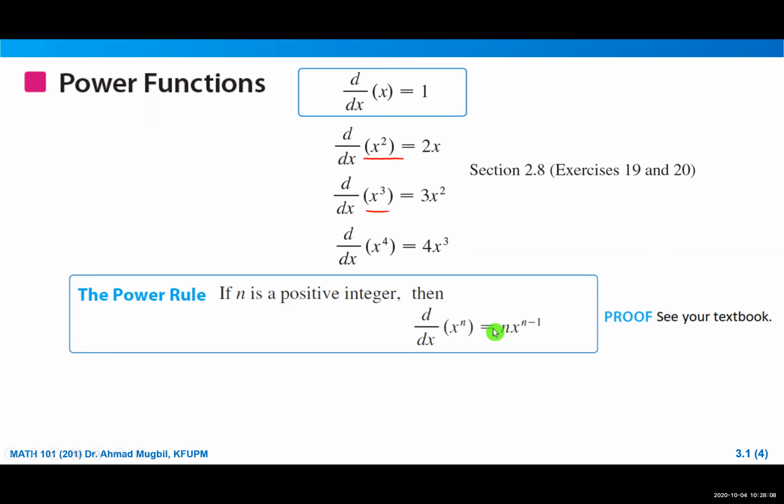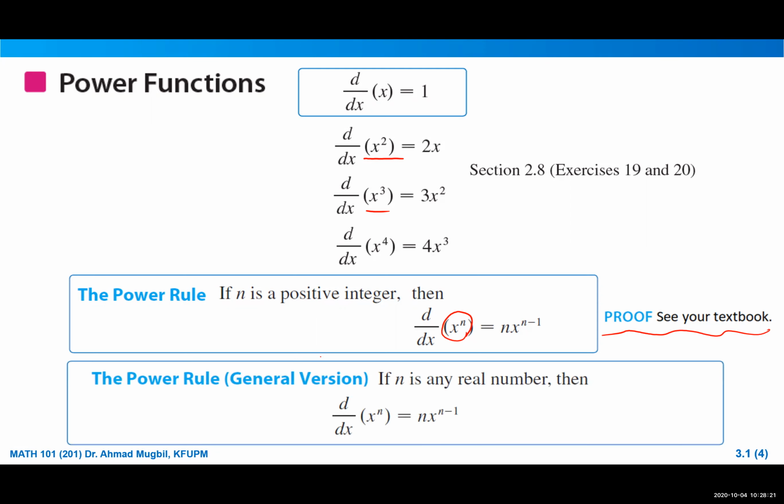In general, if you generalize this, you will have that the derivative of x to the power n is n times x to the power n minus 1. The proof is in your book if you are interested. Not only for any positive integer, it could be generalized to any real number. So if x is raised to the power of any real number n, then its derivative will be n times x to the power n minus 1. So you will just reduce 1 from the power.